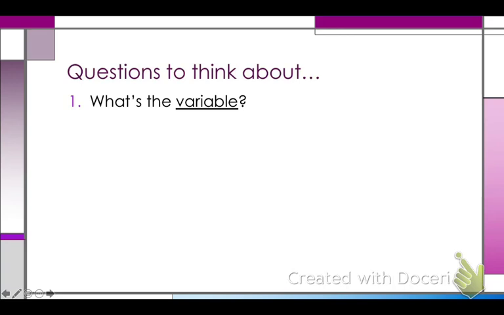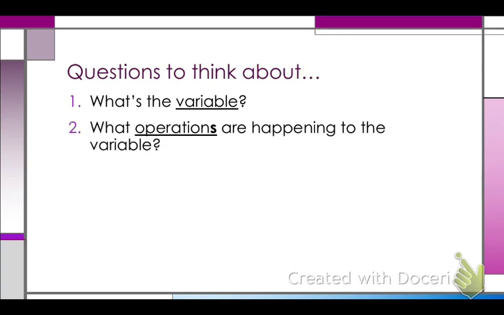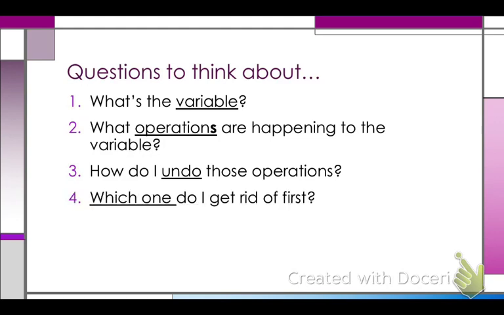So just a few questions here. Thinking, what's our variable when we're solving two-step equations? What operations are happening to the variable? How do I undo them? And lastly, which one do I get rid of first?